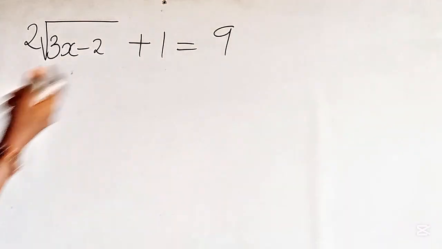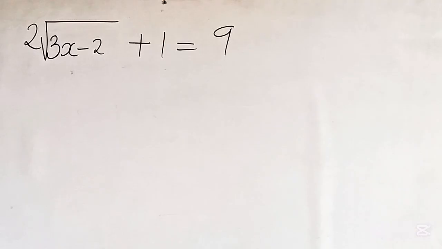Let's solve for x in this equation. If you notice, the unknown variable is inside a radicand. So this is an example of an equation containing a radicand. Solving radical equations involves certain steps.